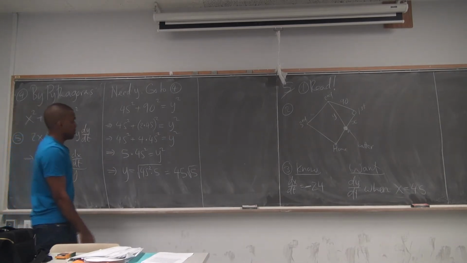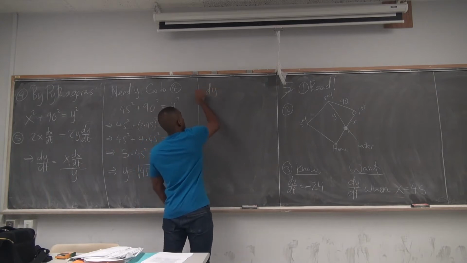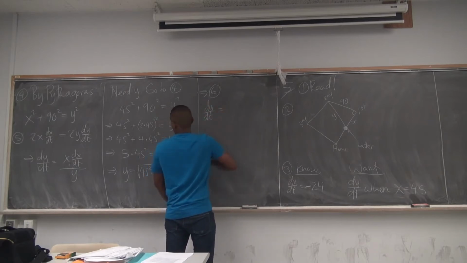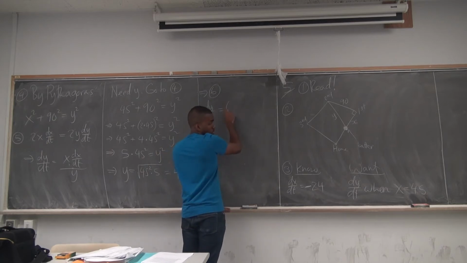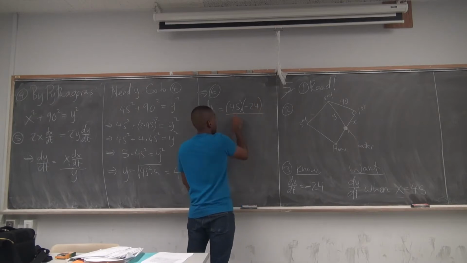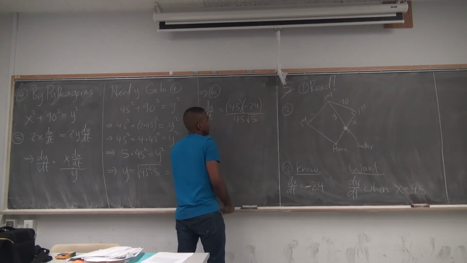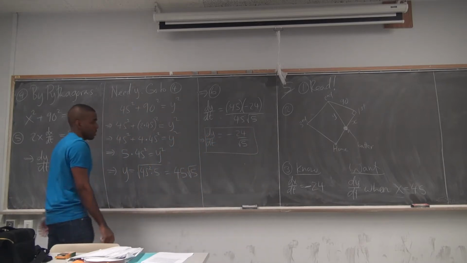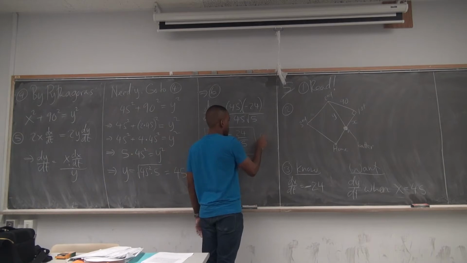And now I can just plug in. This means step 6, my dy dt. X is 45, times minus 24, over 45 radical 5. This is all multiplication, so I can cancel. So it's minus 24 over radical 5. And that would be in feet per second.